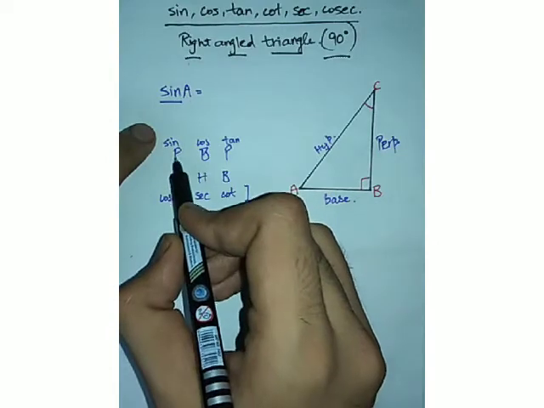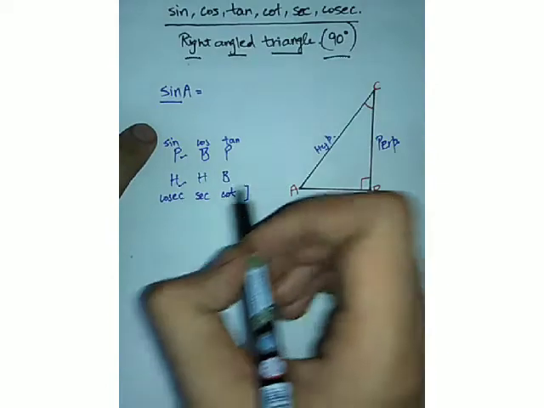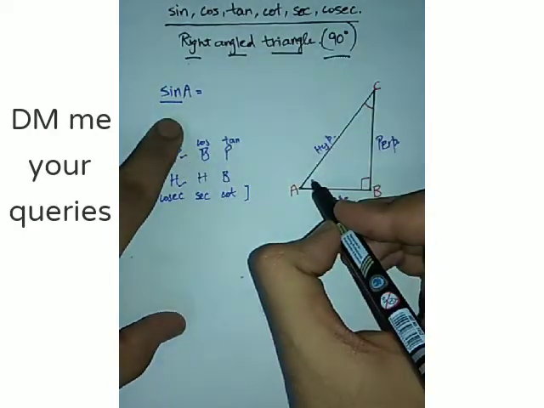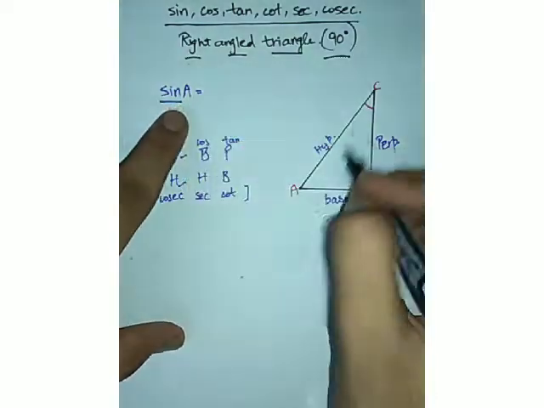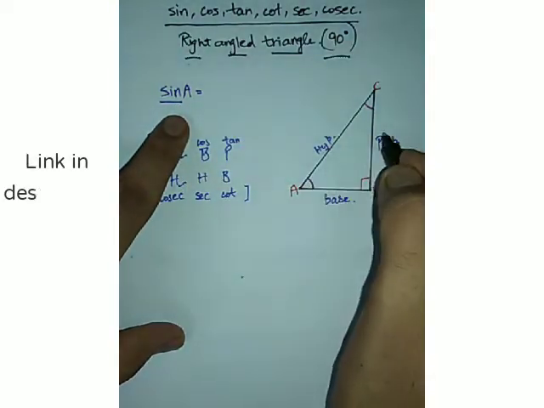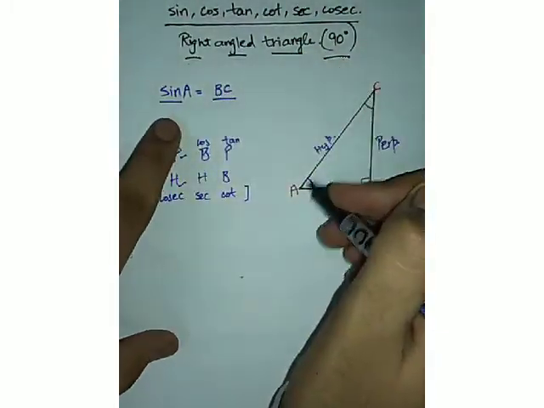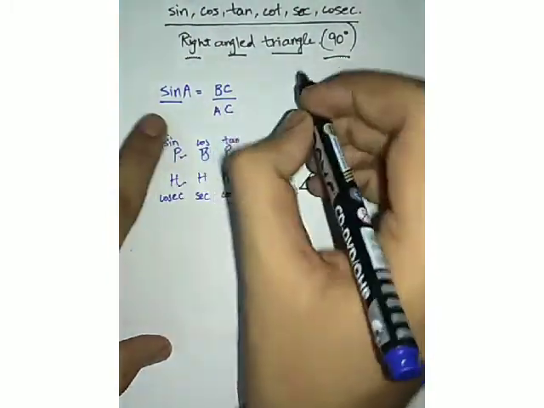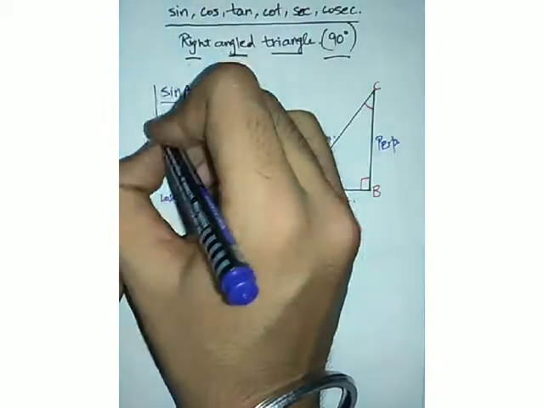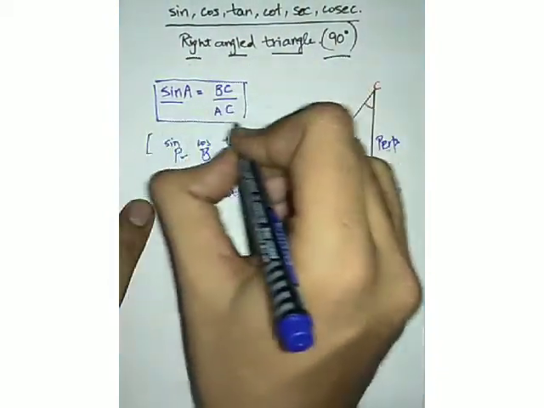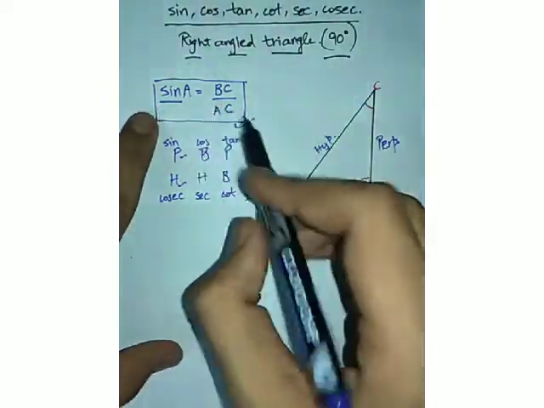Sine A, it is P and H. P is our perpendicular and H is our hypotenuse. Okay, so what is perpendicular? Perpendicular is the side of the triangle opposite to the considered angle. Now the considered angle is A, and the side opposite to this is BC. So BC will be our perpendicular, and what is our hypotenuse? Very clear, that is AC. So sine A is always equal to perpendicular over hypotenuse of a right angle triangle. Okay, so we have found the value of sine A.